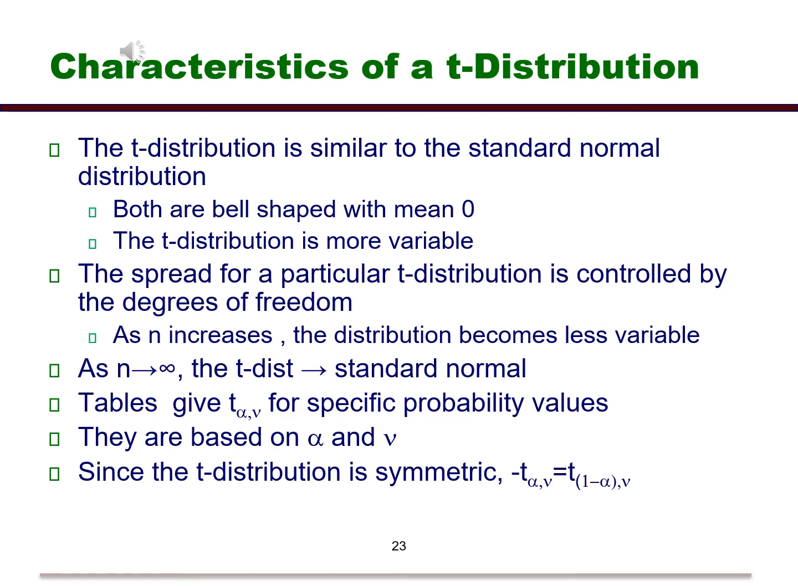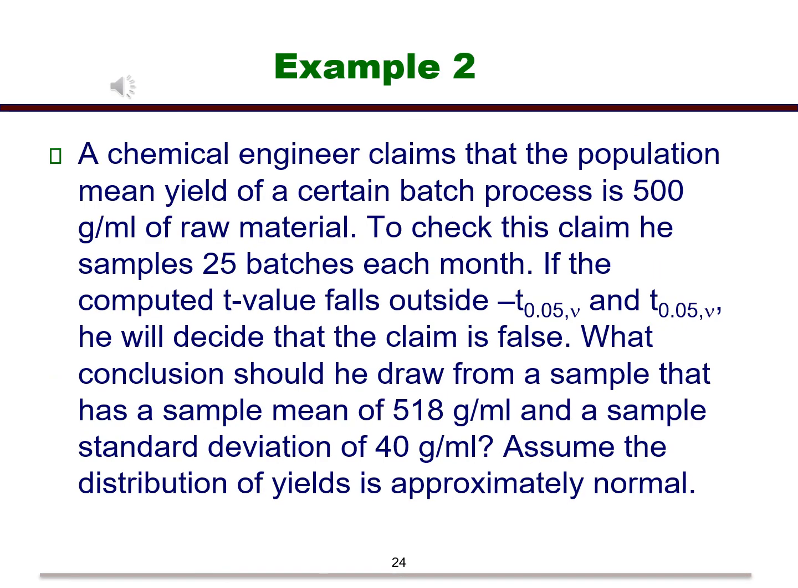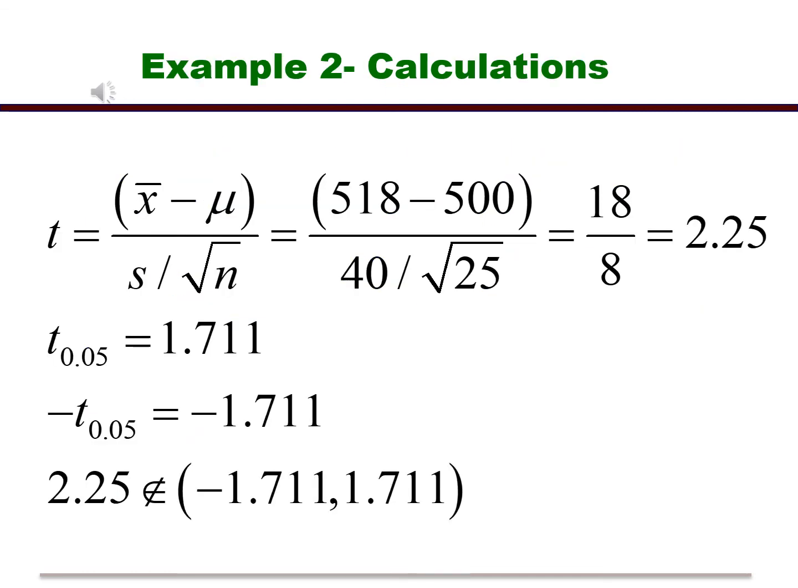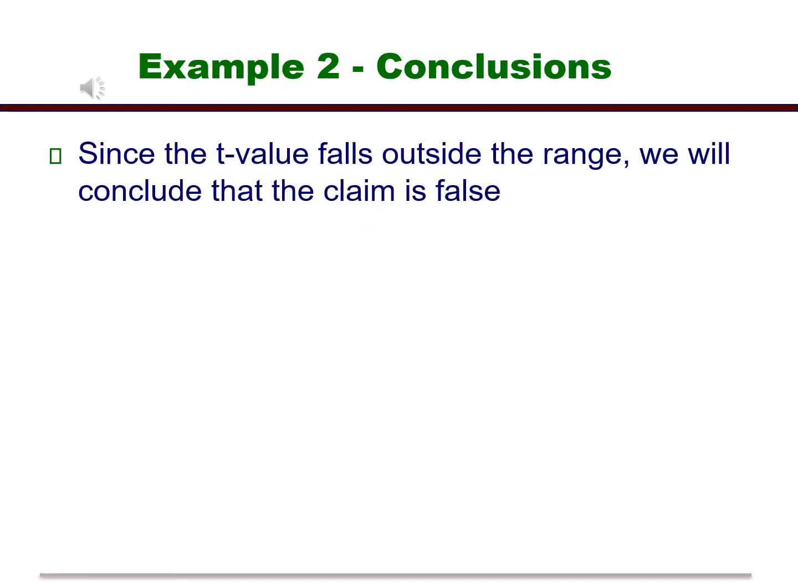Let's look at an example. We assume that the population variance is unknown, but we do know that the data comes from a normal distribution, so we will use the t-distribution. Here are the calculations. The t-value is 2.25 and the range is plus or minus 1.711. Now let's draw conclusions. Since the t-value falls outside of the range, we can conclude that the claim is false.